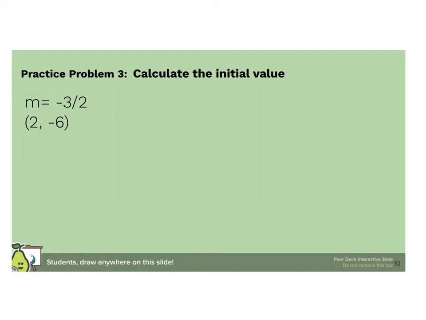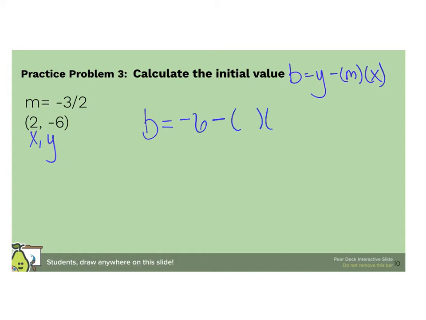Okay, we've got fractions here. First things first, formula. B is the y value minus the slope times the x. So what's the y value here? -6 minus parentheses. M value, -3/2. X value, 2. Bring down the -6 and the minus and just one parentheses.